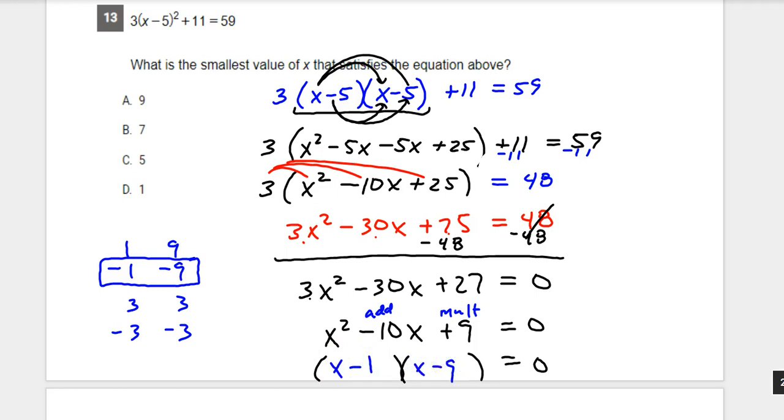And now I use something called the zero product property. I call it ZPP, zero product property. And basically it says if something times something equals 0, one of those two parentheses are 0. This parenthesis is 0 when x equals 1. And this parenthesis is 0 when x equals 9. So now I get my two solutions, and 1 is the smaller solution. Whew, I would never do it that way.